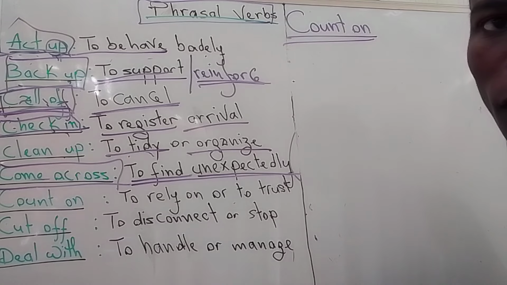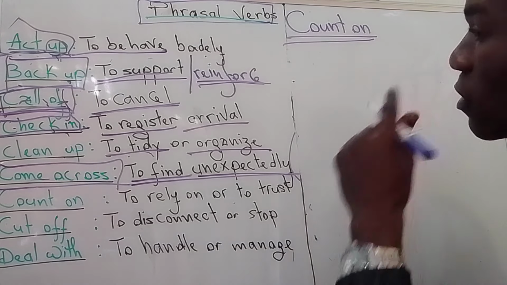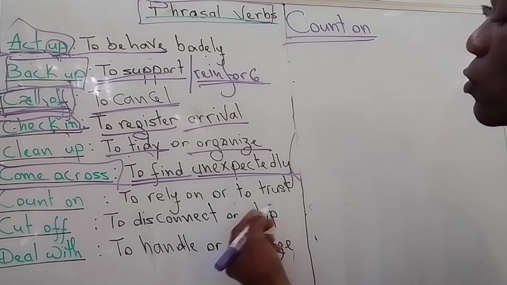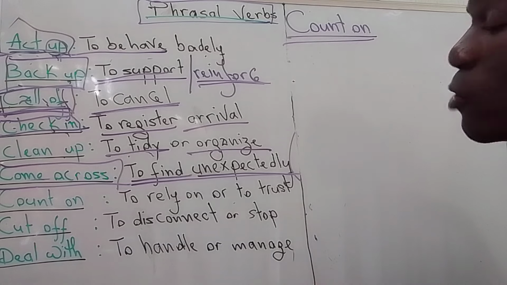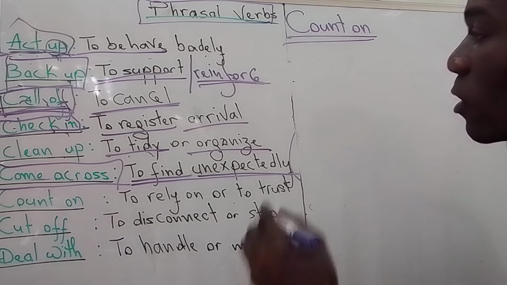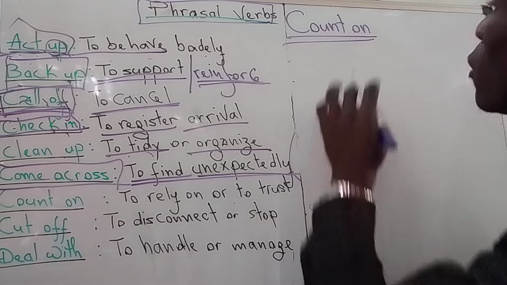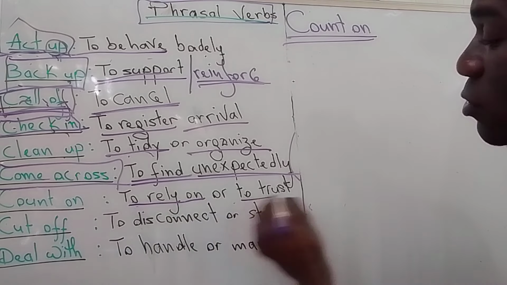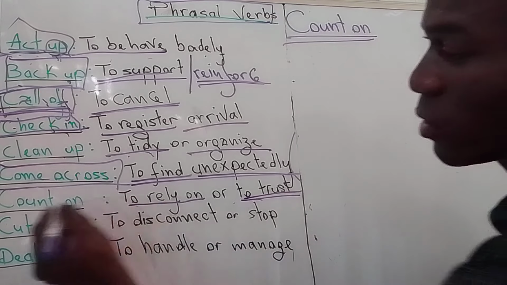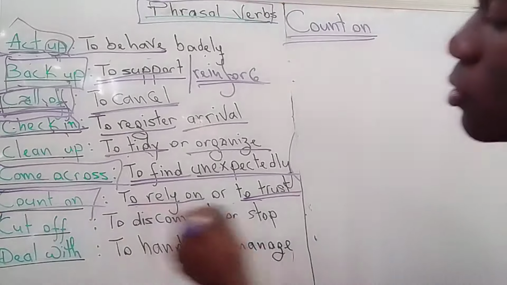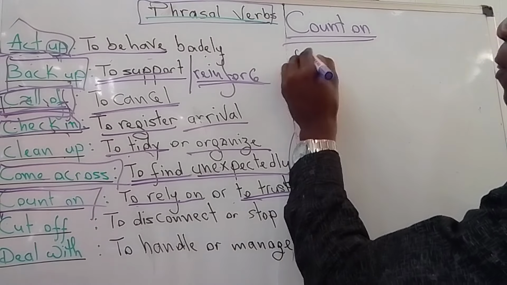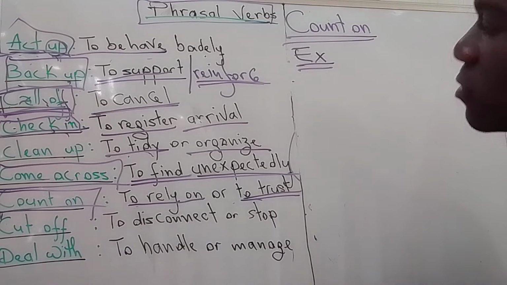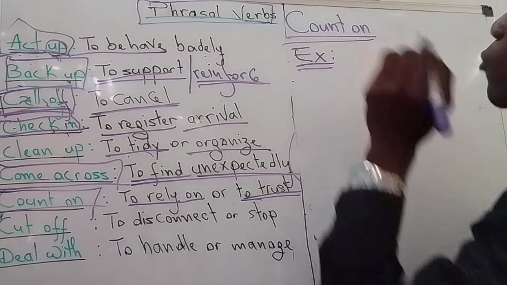Count on. And we have count on. Count on means to rely on or to trust someone. That's what it means. Okay? Count on. So let's see some examples of what it really means, to count on or to trust someone.